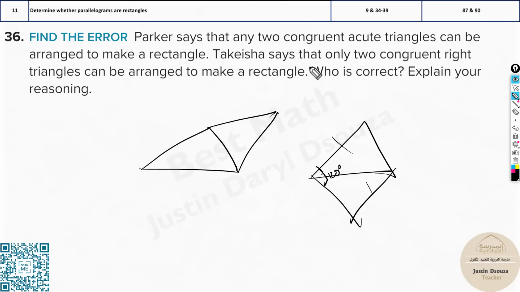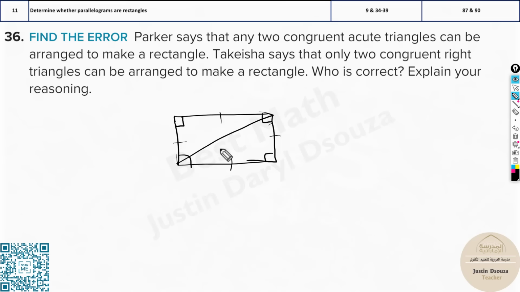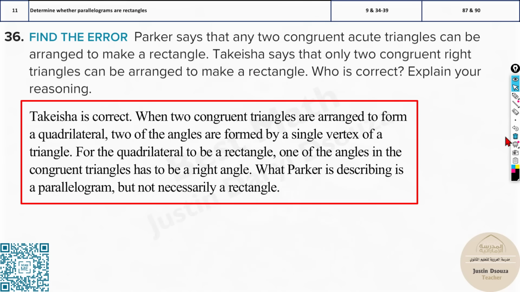Whereas Takisha says that only two congruent right triangles can be arranged to make a rectangle. Yes, that's true. If you have two congruent right triangles, the sides are all equal, and then you have 90 degrees here, right? So another one over here, the congruent sides will be equal, 90 degrees to one 90 degree means all will be 90 degrees. Yes, that is a rectangle. So who's correct? Obviously it's Takisha. Only two congruent right triangles can be arranged to make a rectangle, whereas Parker can make a quadrilateral but not a rectangle.